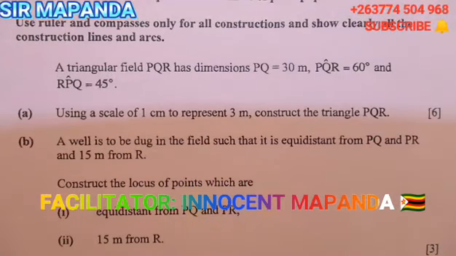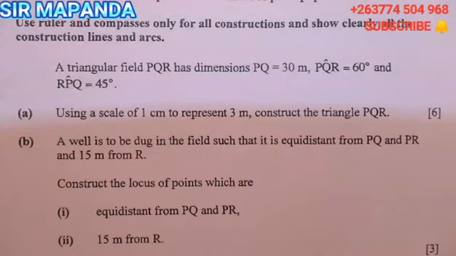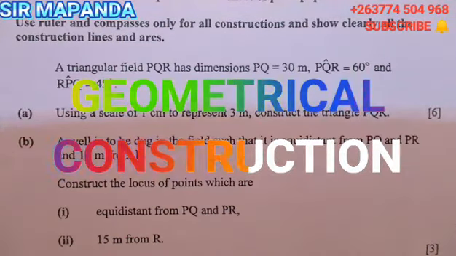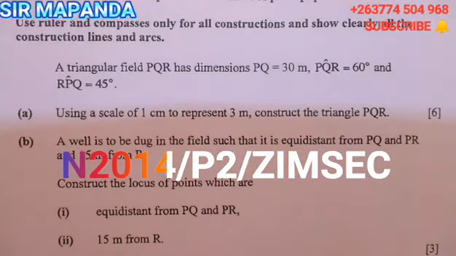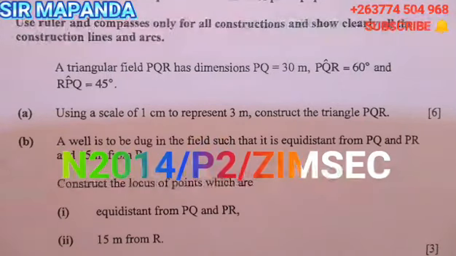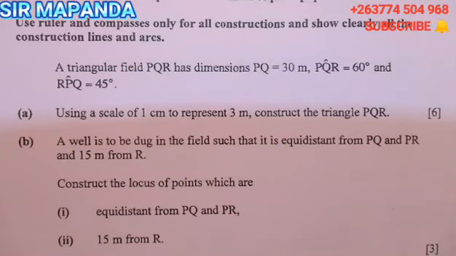In today's lesson we are going to revise geometrical construction in line with paper 2, mathematics O level. Right, we are going to start with the first question. It reads, use ruler and compasses only for all constructions and show clearly all the construction lines and arcs. A triangular field PQR has dimensions PQ is equal to 30 meters, angle PQR is equal to 60 degrees, and angle RPQ is equal to 45 degrees. Use a scale of 1 centimeter to represent 3 meters.